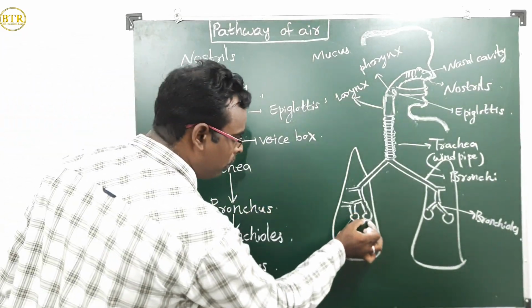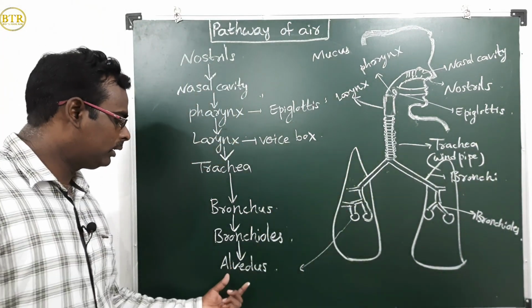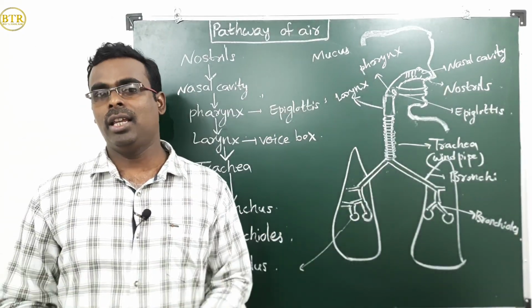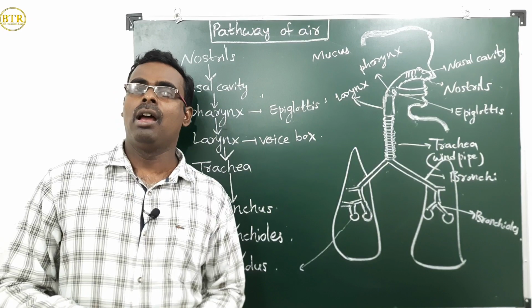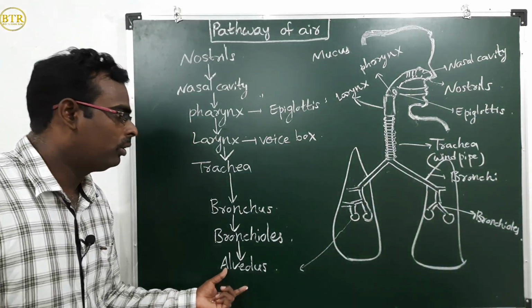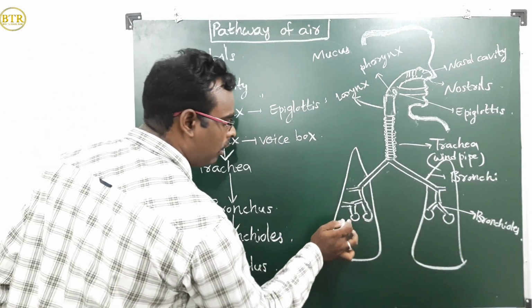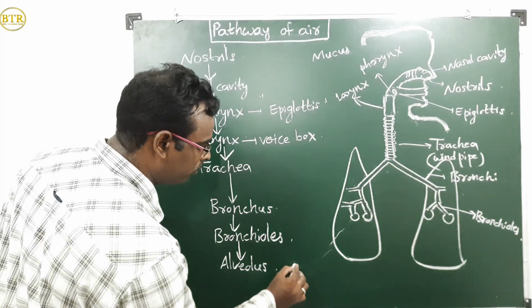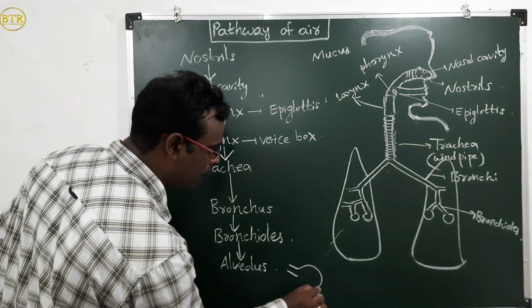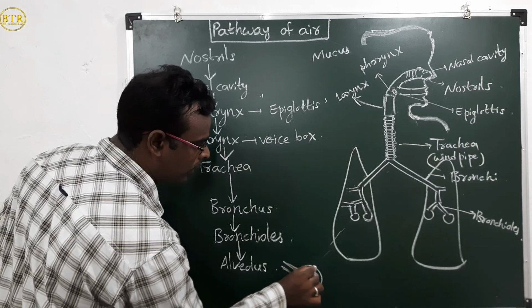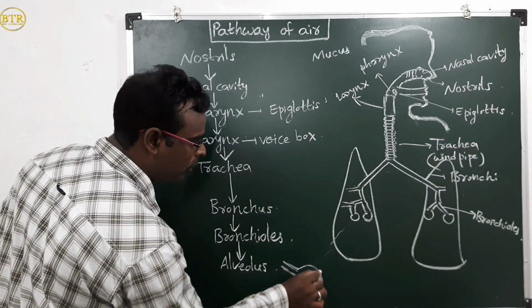Next, in the alveolus, what happens? Alveoli are the sac-like structures in which gaseous exchange takes place. Gaseous exchange means oxygen and carbon dioxide are exchanged in the alveolus. See here, this is the alveolus. I will draw the diagram here. This is the alveolus, the sac-like structure. This is the bronchiole, and this is the alveoli or alveolus.